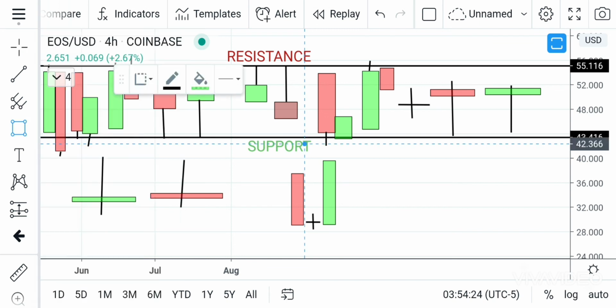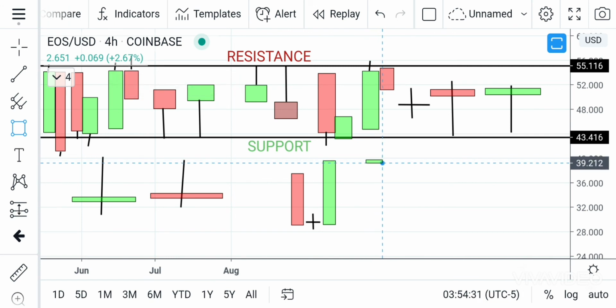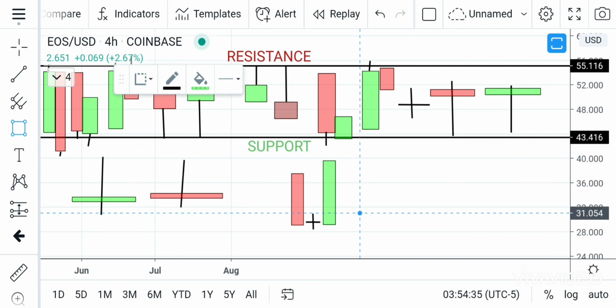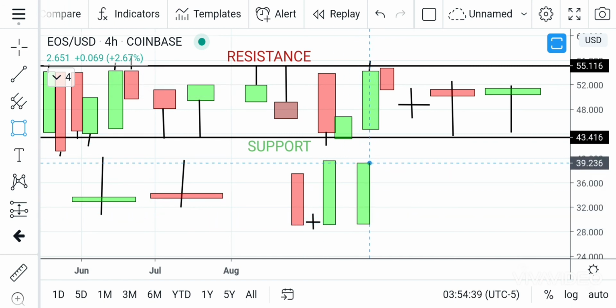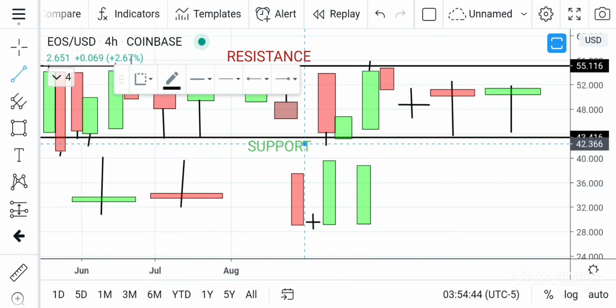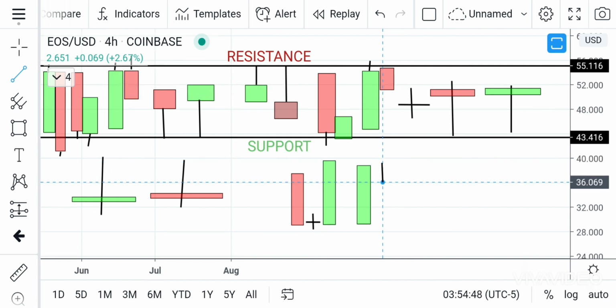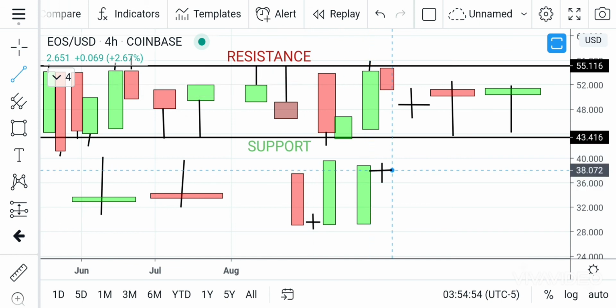The evening star is just the opposite of the morning star. For the evening star you have a bullish candle. Buyers are pushing price up, so it gets to an extent at the top. Then a doji appears, showing you that there is currently indecision in the market. Buyers and sellers, no one is in control, they are both in equilibrium.